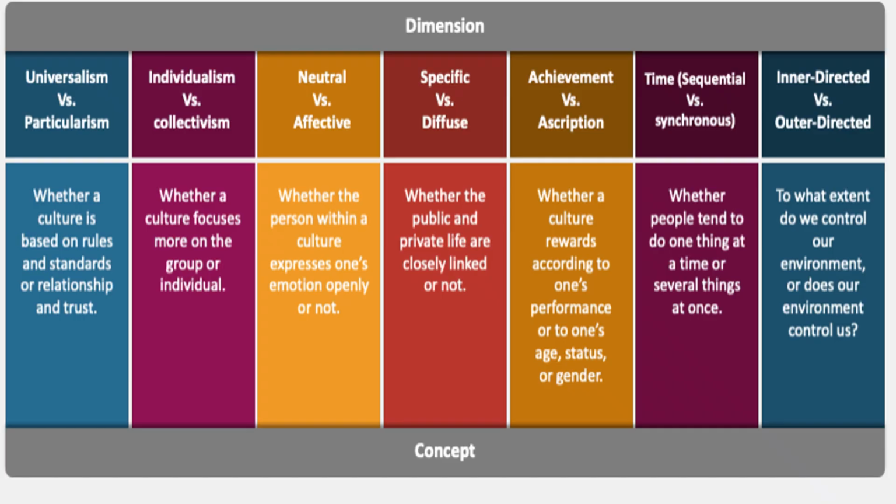The next category is the category of time. Some cultures tend to value or see time in a sequential way, and others see time in a more synchronous way. This is a kind of judgment of whether people tend to do one thing at a time or several things at once. And then the final category is inner directed versus outer directed. To what extent do we control our environment, or does our environment control us? Another way of thinking of this is, are we in control of our own lives? Are we in control of our own destiny? Or is the environment around us, the world around us, imposing its will upon us, and we're somewhat beholden or victims of our circumstances?